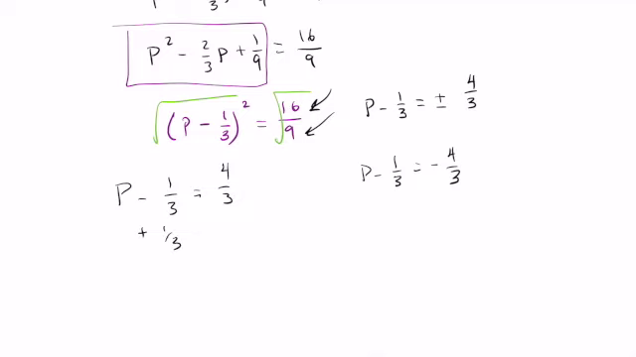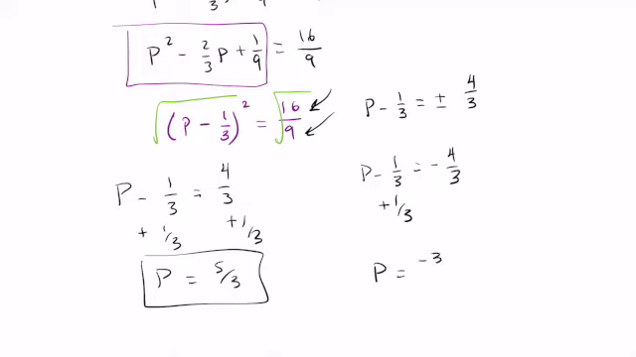Add 1/3 to both sides. That gives me p equals 5/3. And then I'm going to add 1/3 to both sides, and that gives me p equals negative 3/3 or negative 1. And that's it. So again, when that a is not a coefficient of 1, we can get some crazy fractions and whatnot, but it doesn't make our problem any harder. The more you practice with these, the better they'll get. I hope it made sense.